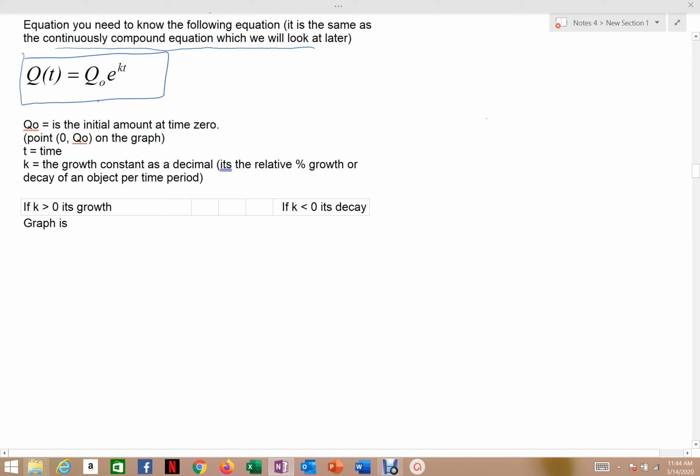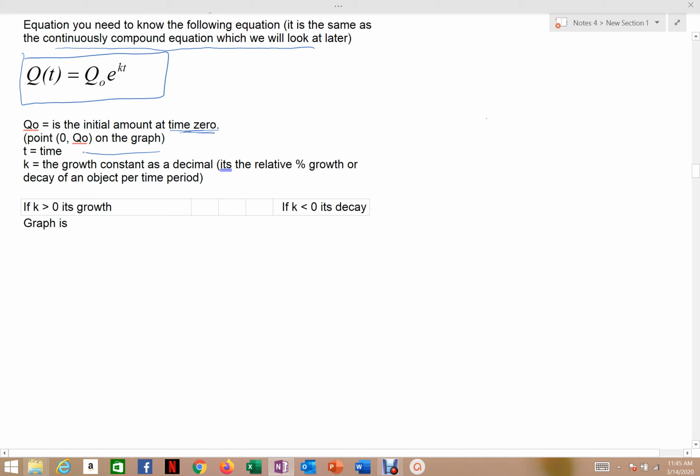So now the parts. Q naught is the initial amount. That's the amount at time 0, the amount I start with. That's what initial means. So if it was my population, that was 10. In the previous example, we started with 10 people. Or my quantity, I started with 100 milligrams. That's what I start with. And then it's either going to grow exponentially or decline exponentially. And so on the graph, that would be the y-intercept, the point where we start, 0 and our initial amount.